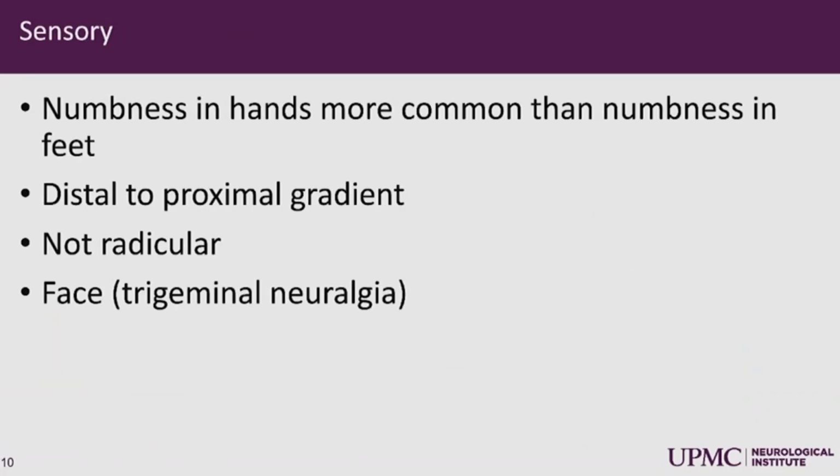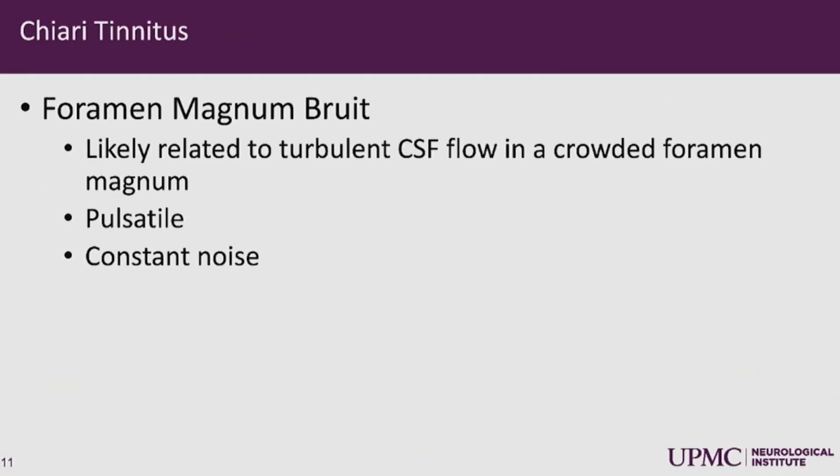Numbness in the hands more commonly than in the feet. That's a very typical symptom of a Chiari, worse in the fingers. And it's different from a herniated disc. A herniated disc gives what are called radicular complaints. It's usually one finger or another finger, and Chiari is usually the whole hand. And then there are some other symptoms associated with this.